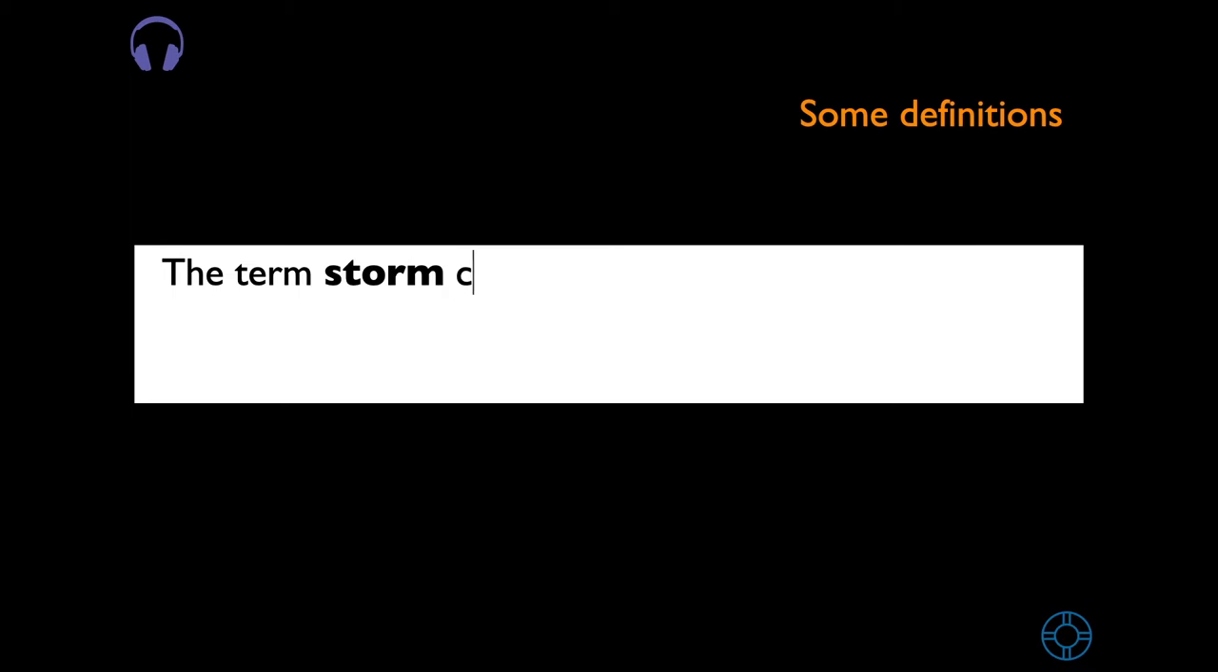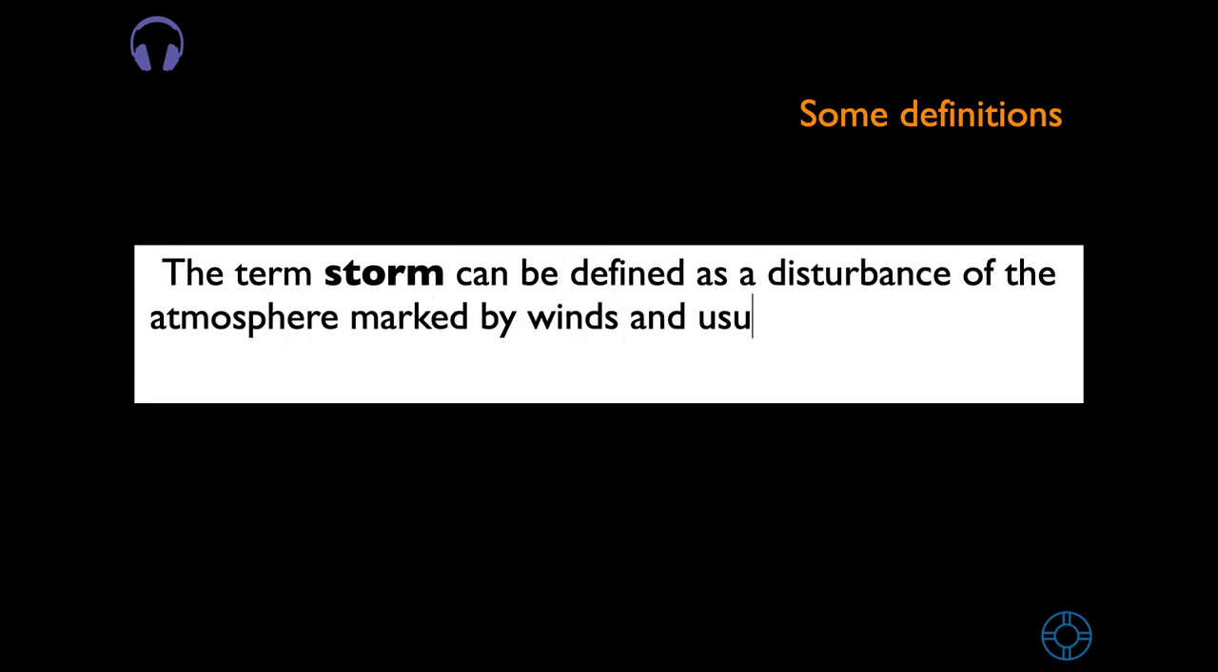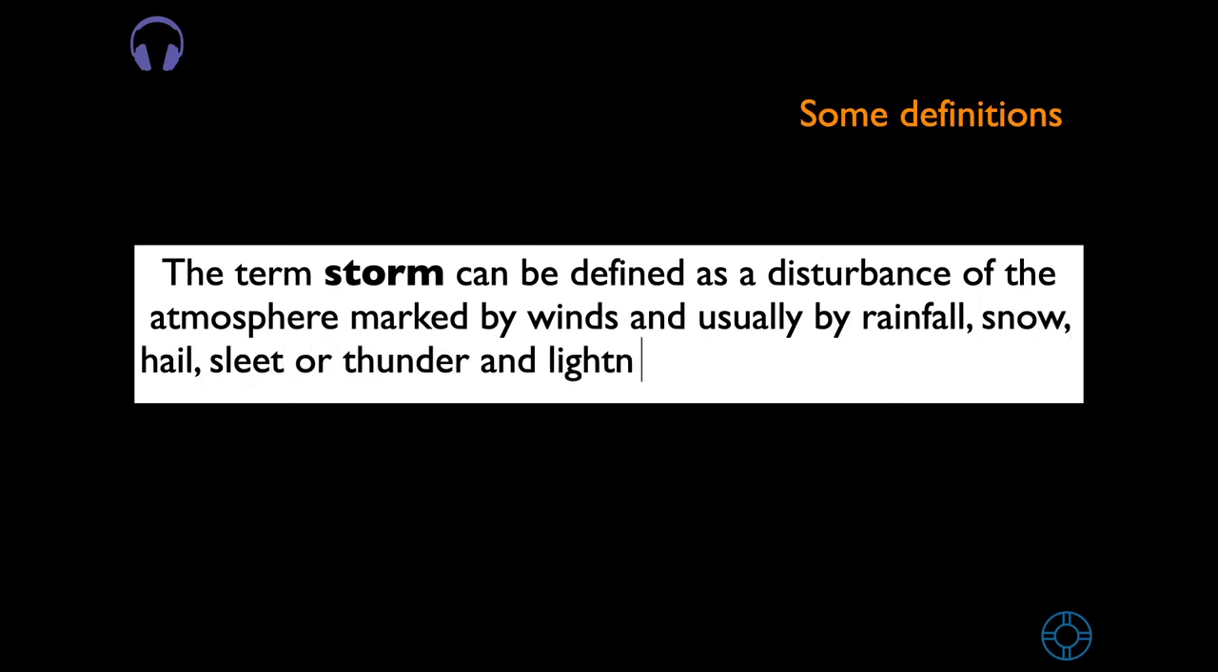The term storm can be defined as a disturbance of the atmosphere marked by winds and usually by rainfall, snow, hail, sleet, or thunder and lightning.